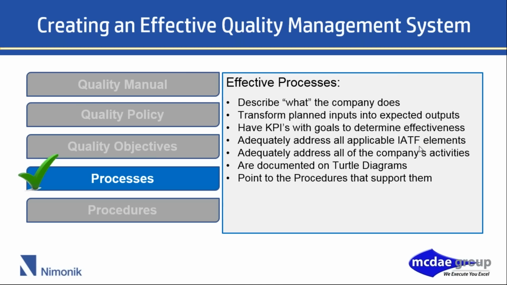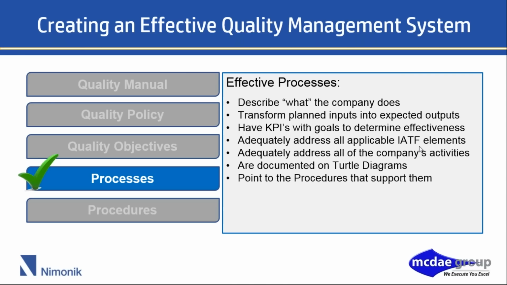So 4.4.1 in the new standard says you have to pick the processes, and you have to apply all 8 of these rules to every process. In 4.4.2, it says the organization shall maintain documented information that supports the operation of its processes. That is where the procedures come into play.